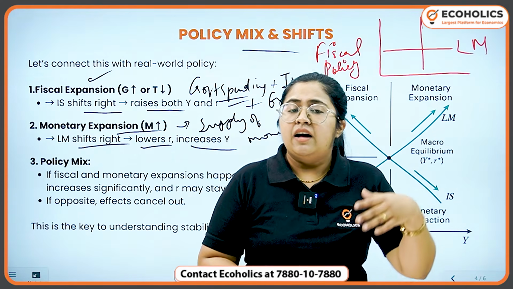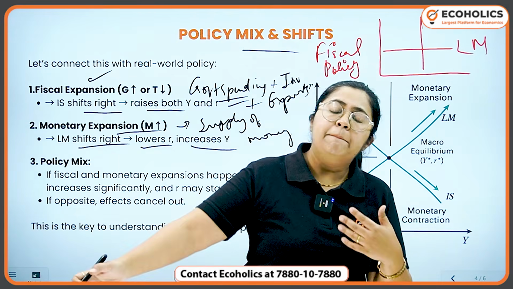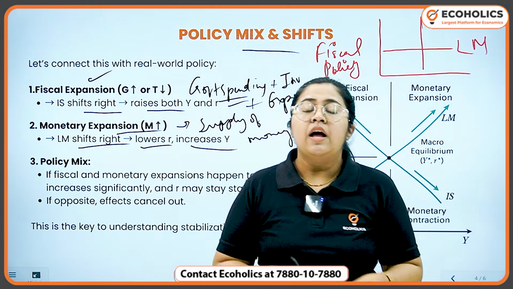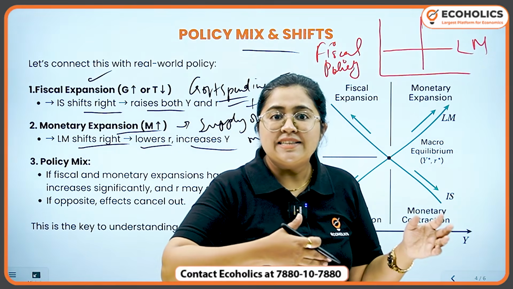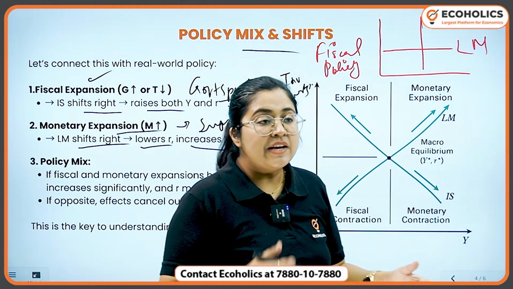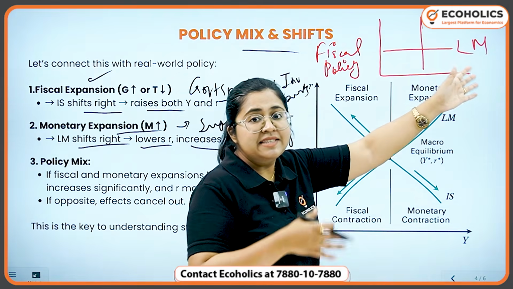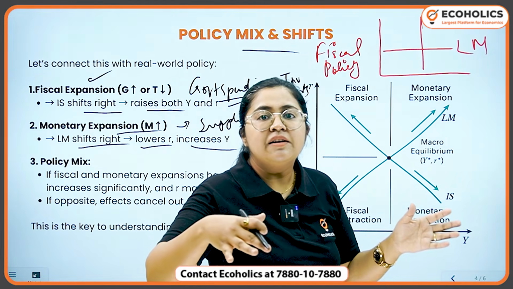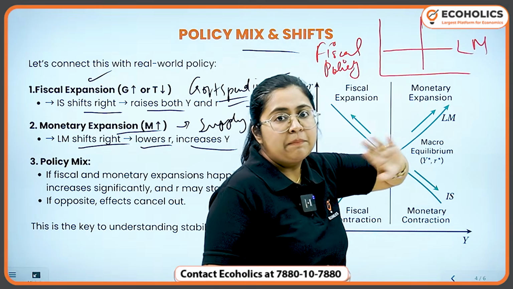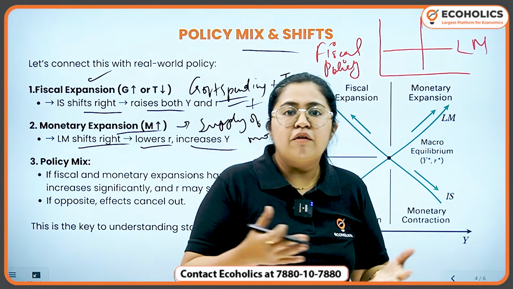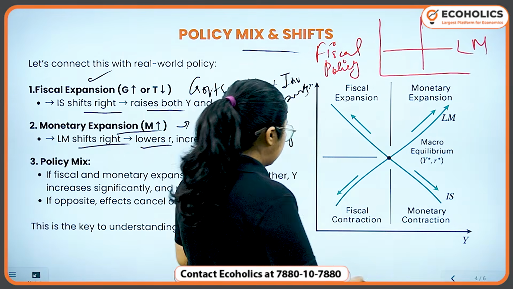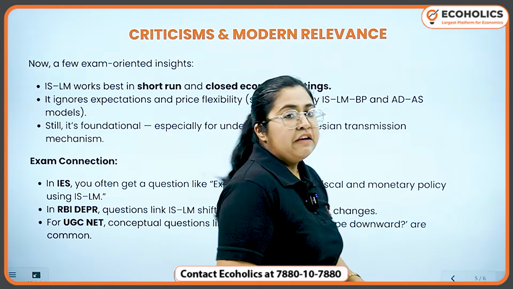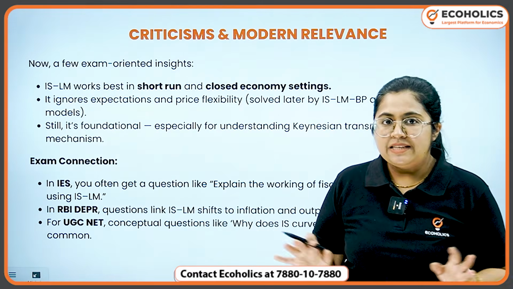You know that the IS and LM curves would not be completely horizontal or vertical at any point of time. But we are talking about the elasticity, the tendency of that curve. So when it is more towards the horizontal or more towards the vertical path, at that time one of the policies is going to work. Correct? So that's the effectiveness of the policy mix.